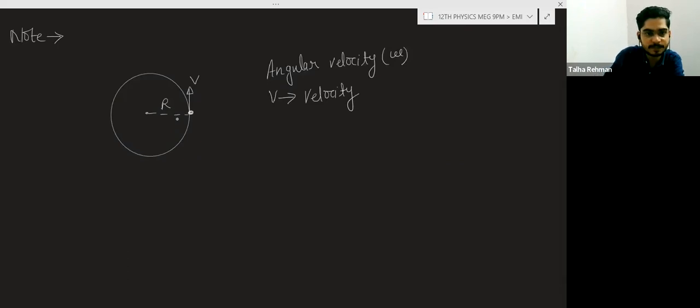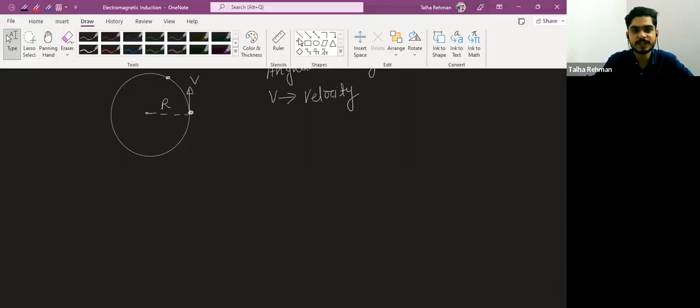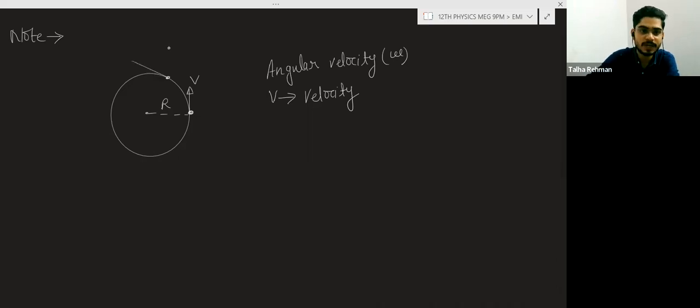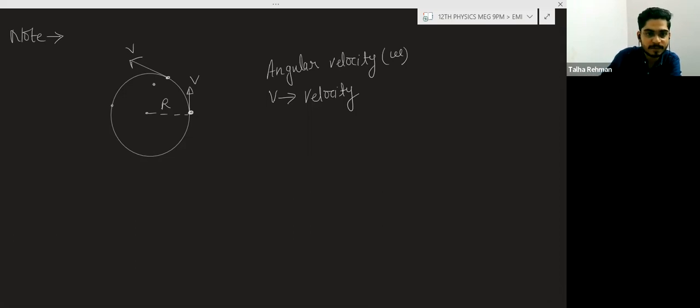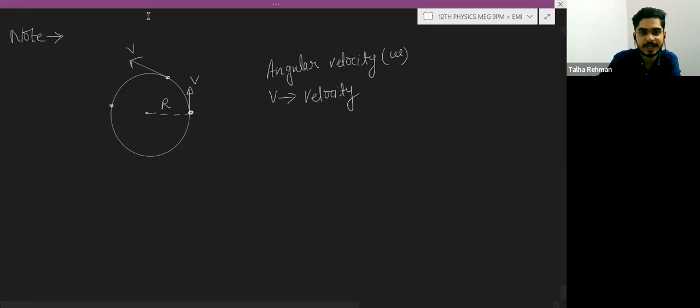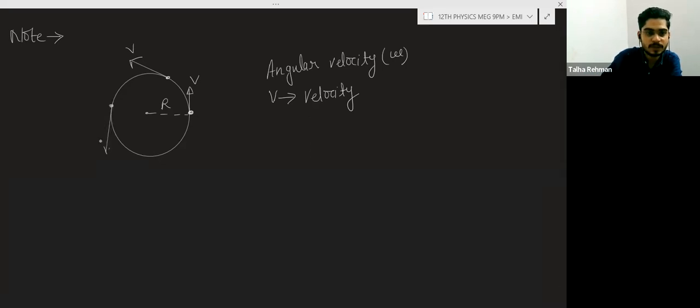and if a particle is moving along the circular path, then always the velocity of the particle will be tangential. So if the particle is at this point, then here also the velocity of the particle will be along the tangent. Direction of the velocity will be along the tangent to this point. If suppose your particle is here, then to find the direction of the velocity at this point, you will draw a tangent like this. You will get the direction of the velocity.